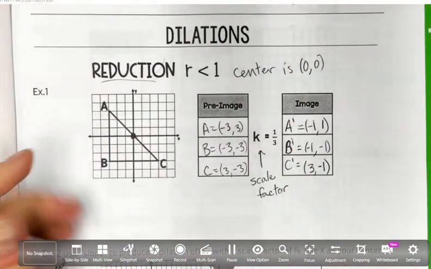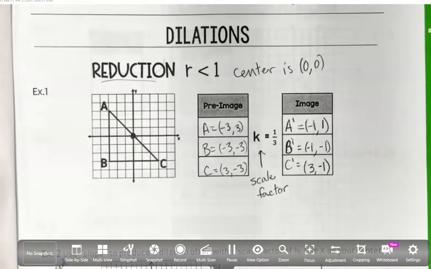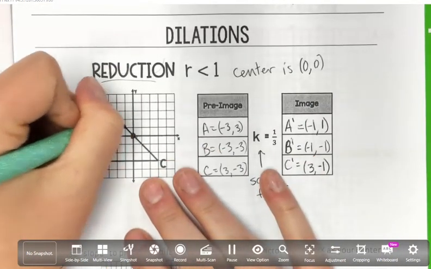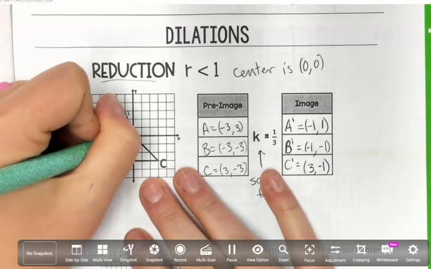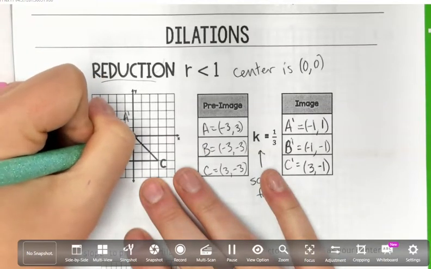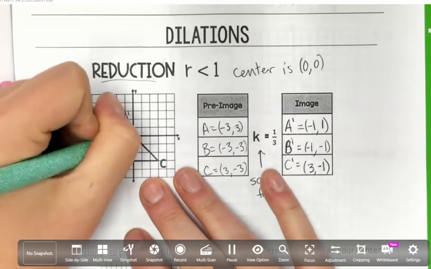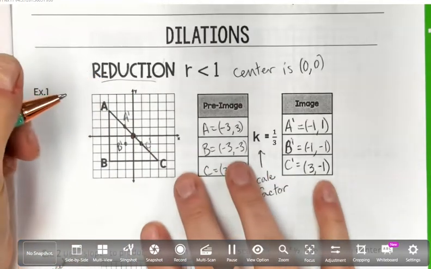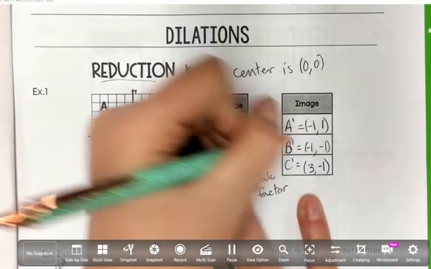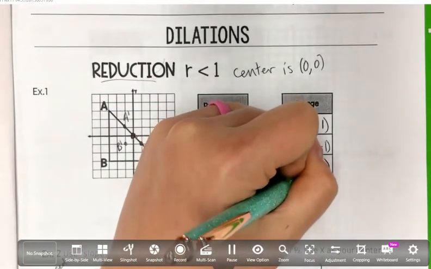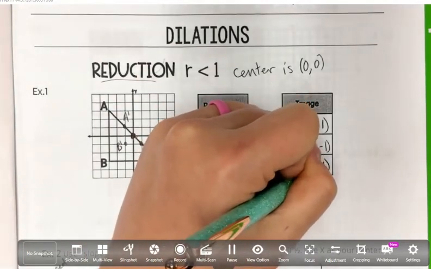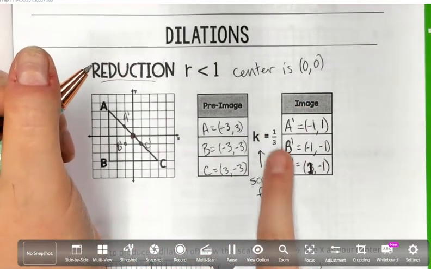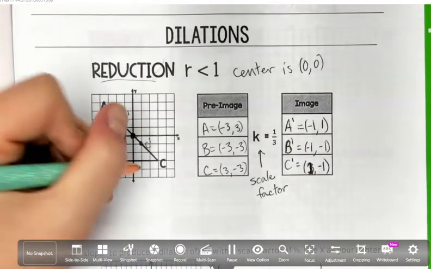And now we have the image, or what happens after we dilate the shape. So let's label these. So we've got A is -1, 1. It's our A prime. Our B is -1, -1. It's our B prime. And our C is, oh goodness, yeah, it's definitely a 3. Hopefully you caught that, more like yelling at the screen. That should be a 1, because 3 times 1/3 is a 1.